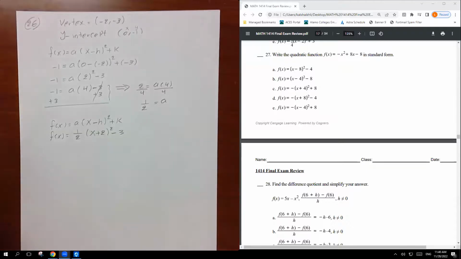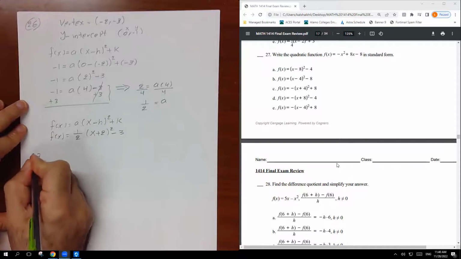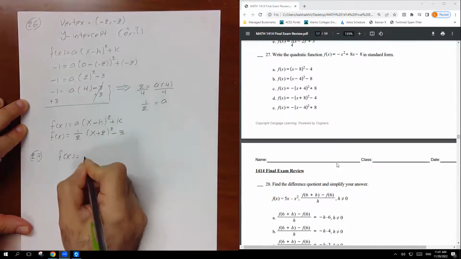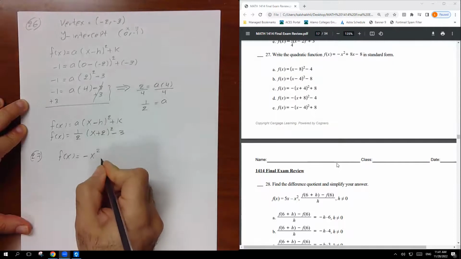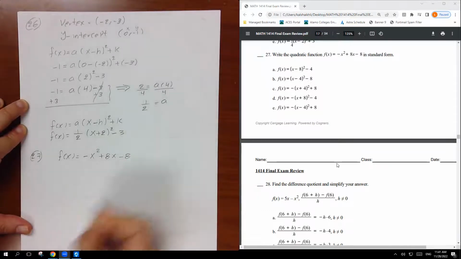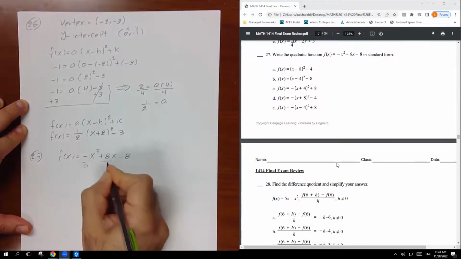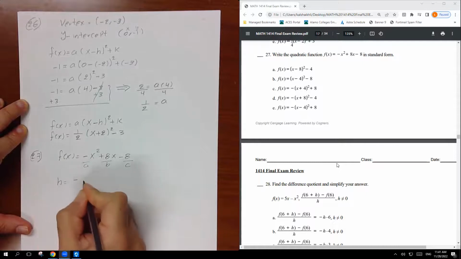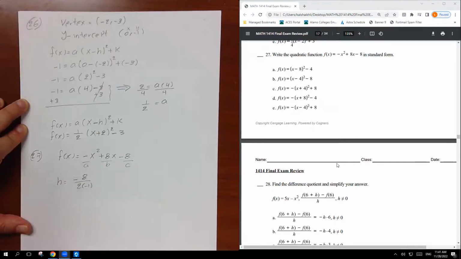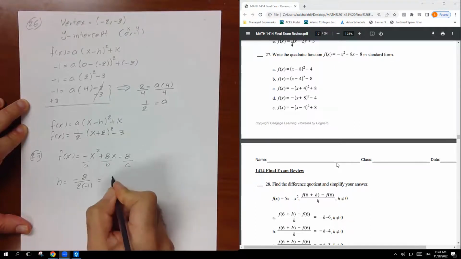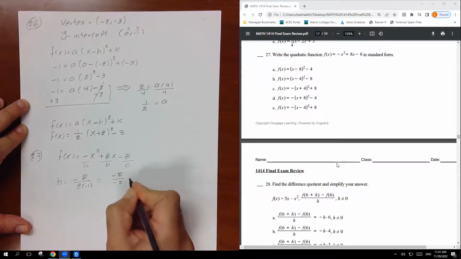We're going to do the same thing with example 27. We need to write down the function in the standard form, and our function is f of x equal -x squared plus 8x minus 8. So this is A, and here's B, and here's C. So we're gonna find the vertex. That's mean h equal -b, which is 8, over 2 times a, which is -1, equal -8 divided by -2, and this one equal 4.